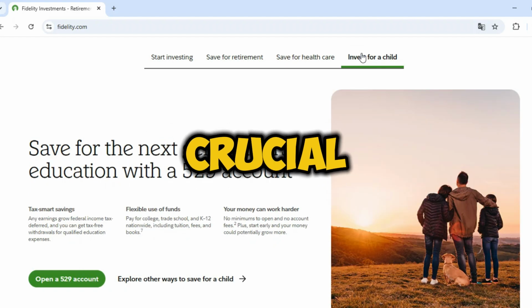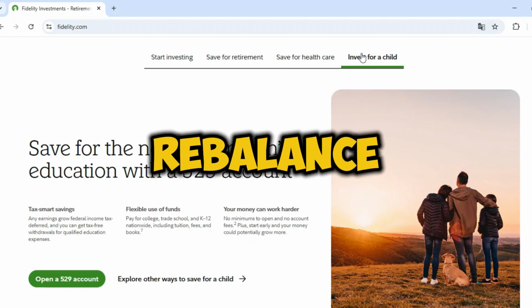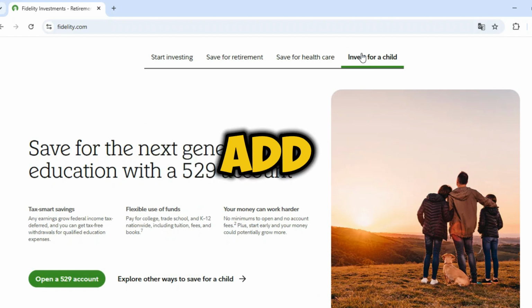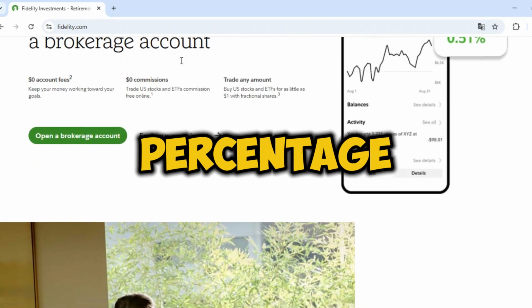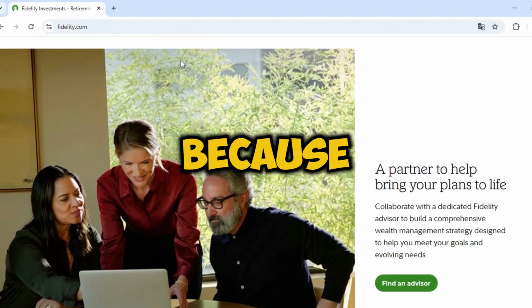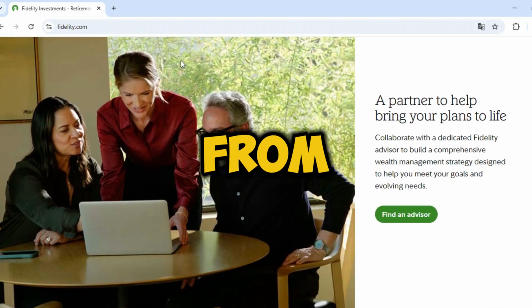And that leads to my crucial pro tip: use new contributions to rebalance, not just sales. Whenever you add new money to your account, invest it in the asset classes that are below your target percentage. This is a tax-efficient way to rebalance because you avoid triggering capital gains taxes from selling.